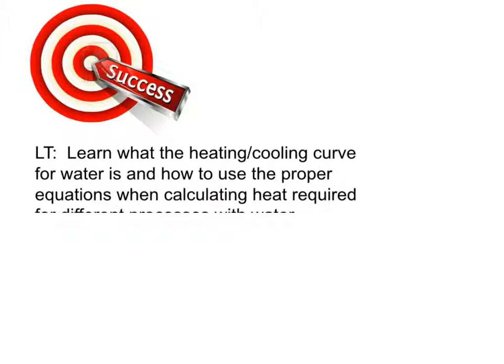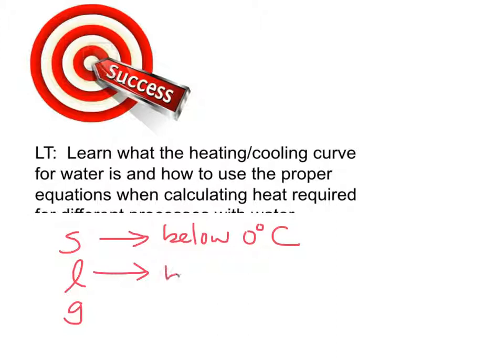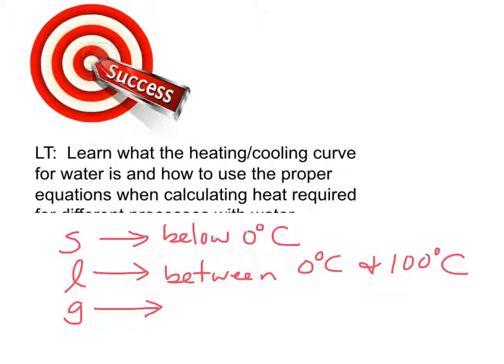First off, in order to understand the heating and cooling curve of water, you have to know what the three states of water are that we use in chemistry most often. That's going to be solid, liquid, and gas. Keep in mind that solids occur below 0 degrees Celsius for water. Liquids occur between 0 and 100 degrees Celsius for water. And finally, gases occur at and above 100 degrees Celsius for water.